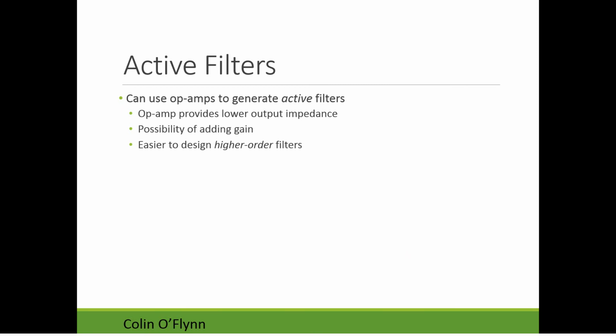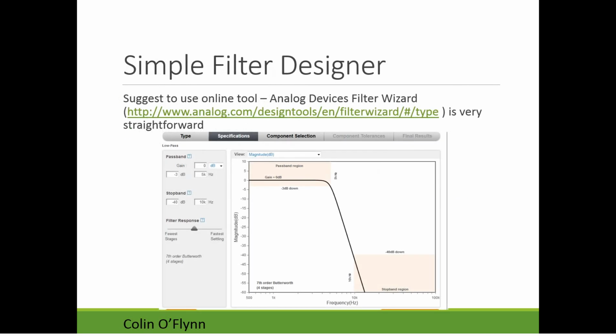You can possibly add gain with your circuit. You can add gain with the same circuit, so if you want to do some amplification. And we can also design what are known as higher order filters. So if we want sharper roll-offs, then with the simple RC filter, this is a really easy way to do that. You can design higher order RC filters as well, but it may get trickier with how much attenuation you end up with in the passband.